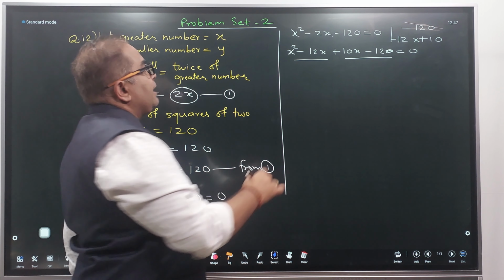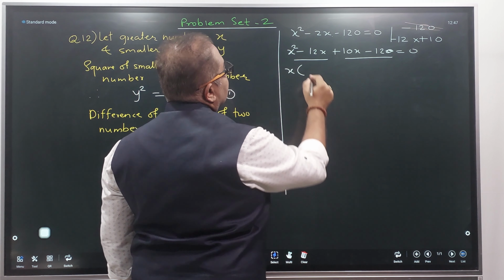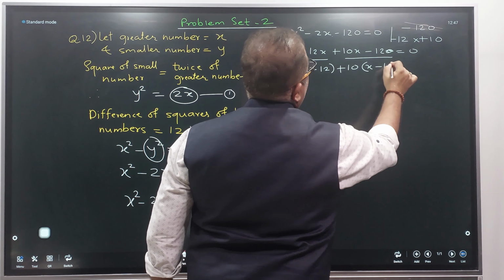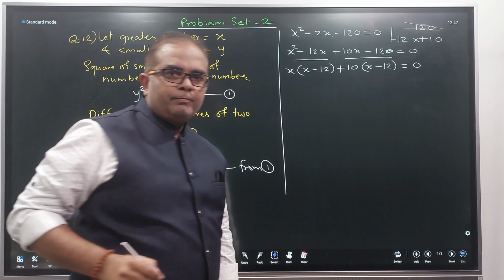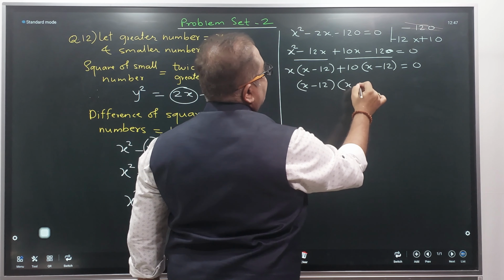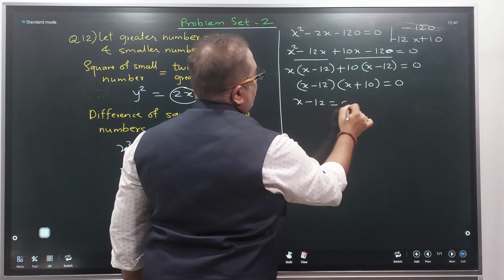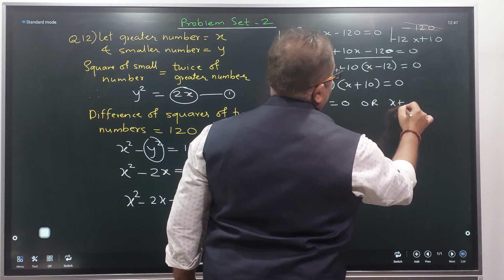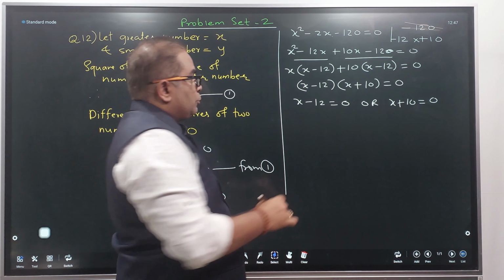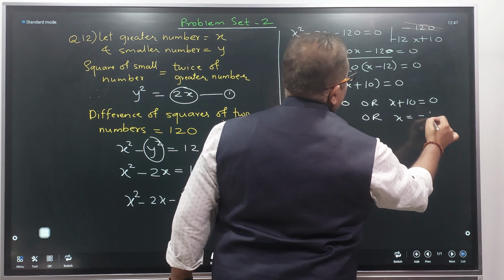Correct? So x(x minus 12) plus 10(x minus 12) is equal to 0. So what will be the first bracket? x minus 12, second bracket x plus 10, equals 0. So x minus 12 is 0 or x plus 10 is 0. Correct? So now x is equal to 12 or x is equal to minus 10.